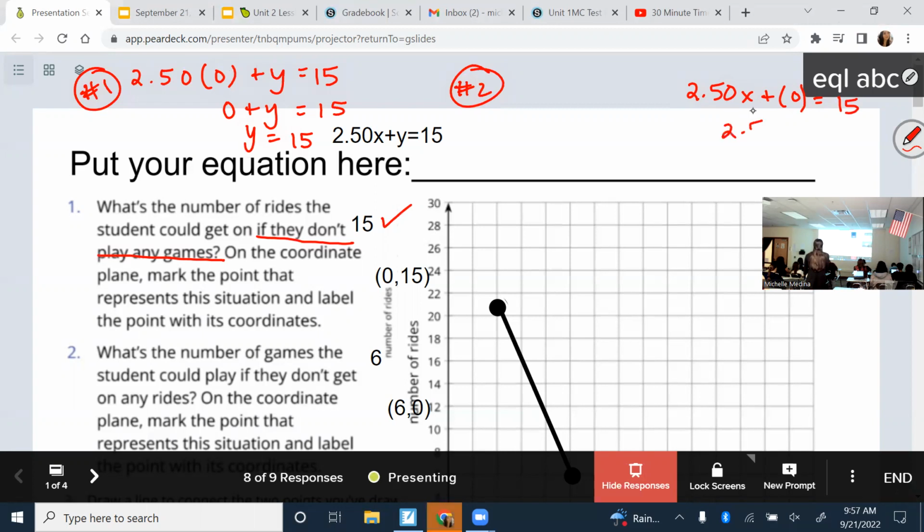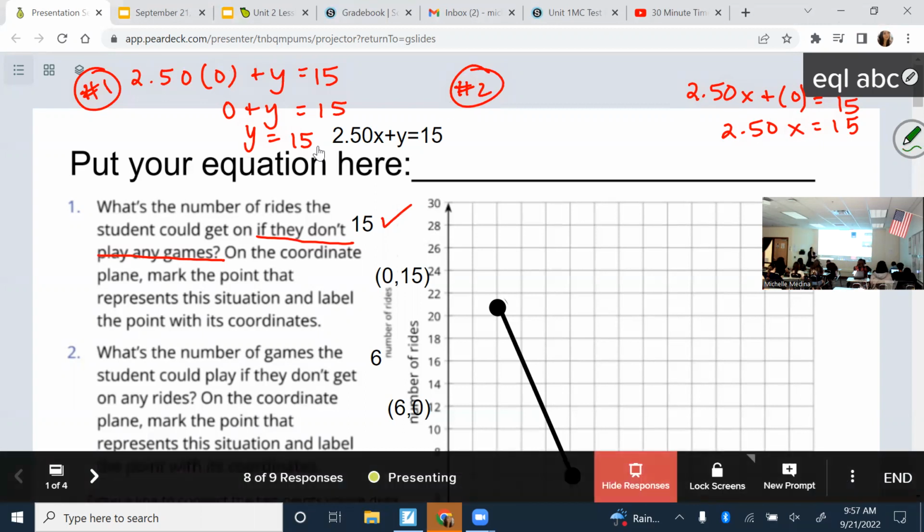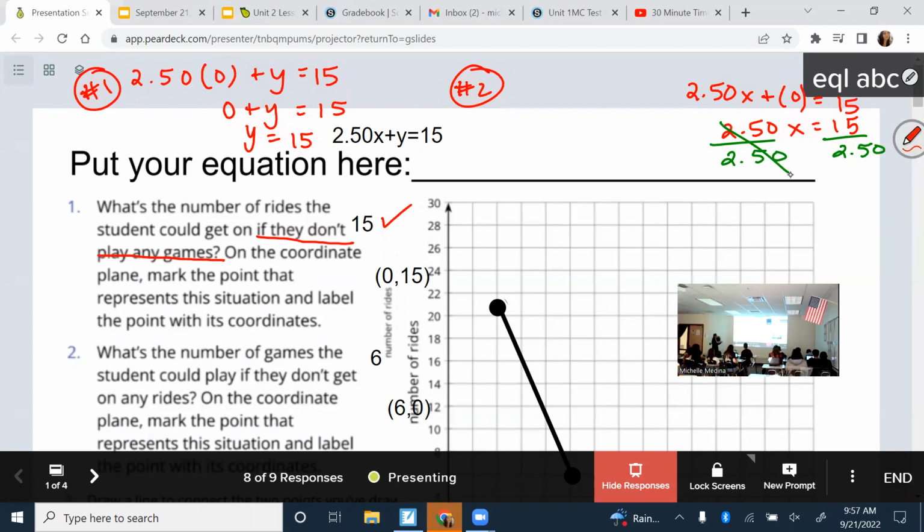So 2.50x plus 0 is just 2.50x. How can I cancel out that 2.50? What's it doing to the x right now? So to undo it, do the opposite. What's opposite of multiplying? So we're going to divide 2.50 on each side. This group said that it equals 6. Is that correct? All right, so this is correct.